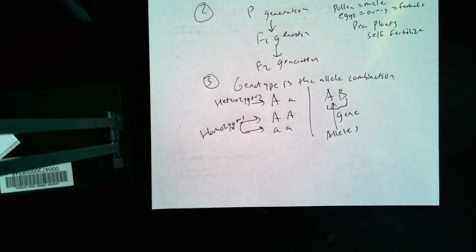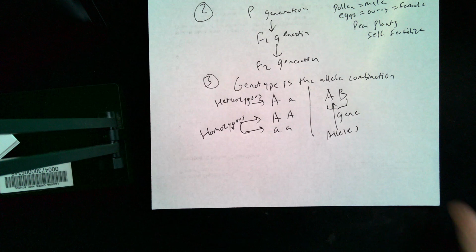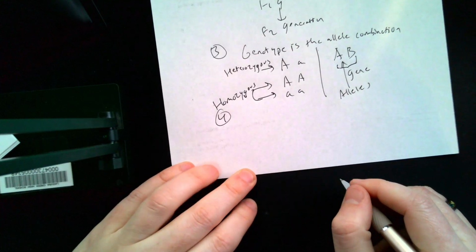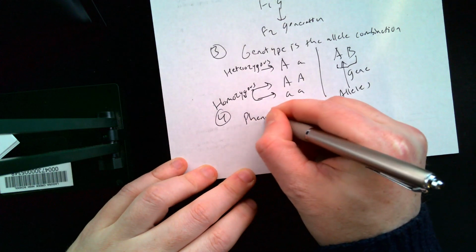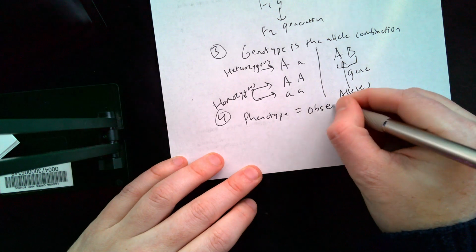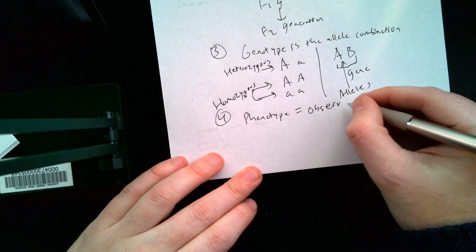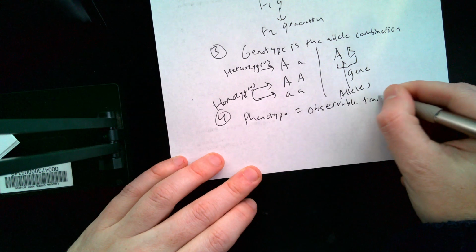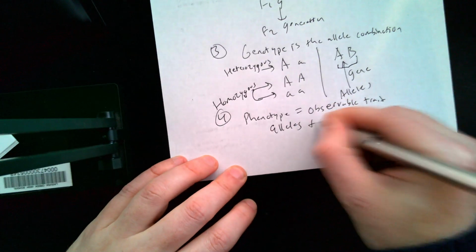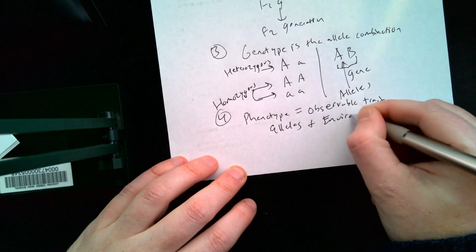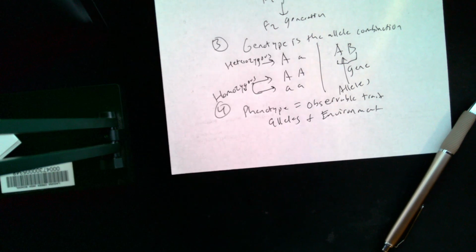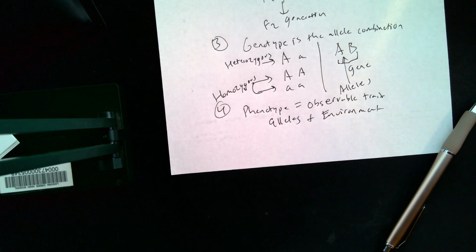Okay. Standard 4. Phenotype. What is phenotype? The definition of phenotype is the observable trait. Now, this is where it gets a little complicated: it is based off your alleles and the environment. We learned about gene expression, where you can turn certain traits on and off. That is what we're seeing here.